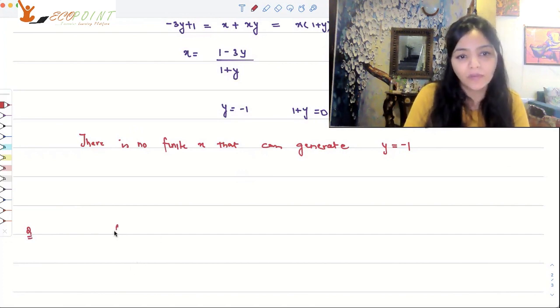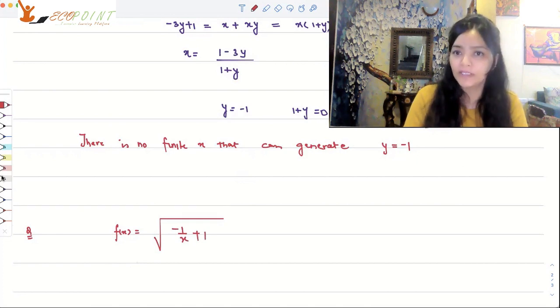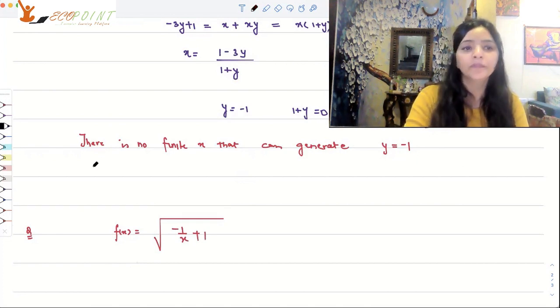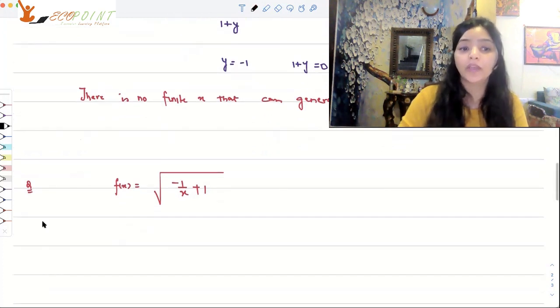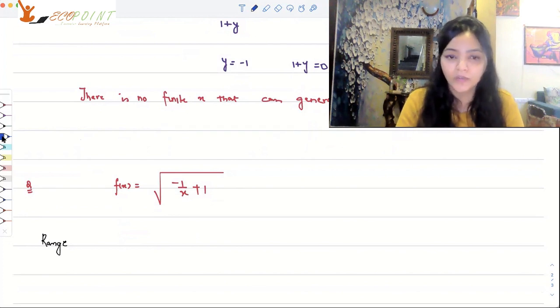So let me give you f(x) equals to square root of (minus 1 upon x plus 1). We've seen this question. Yes, we did figure out the domain for this function. But right now, we will be working on the range for this function. Let's try and figure out the range.